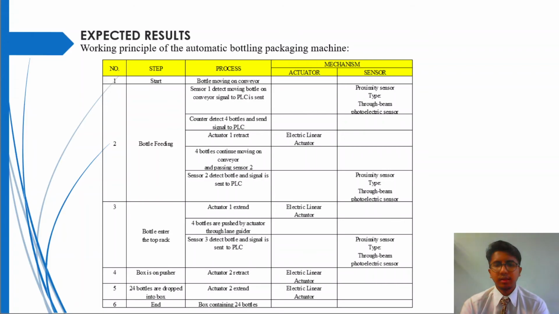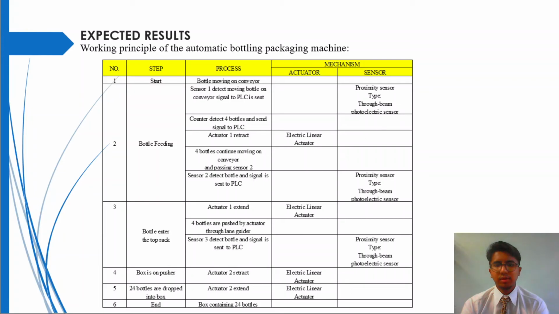As the 4 bottles are detected by sensor number 1, actuator number 1, which is the electric linear actuator, will retract, and the bottles will continue moving to the next section of the conveyor. Then the second sensor, which is the same as sensor number 1, a true beam photoelectric sensor, will detect the first bottle of the 4 bottles. A signal will be sent to the PLC, and linear actuator number 1 will extend. The bottles will be pushed through the lane guider of the packaging machine.